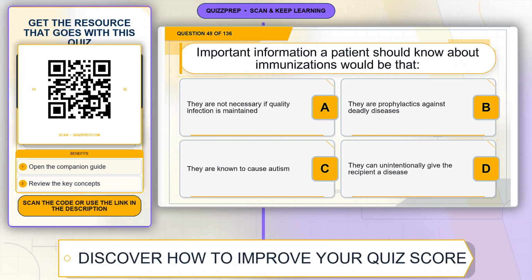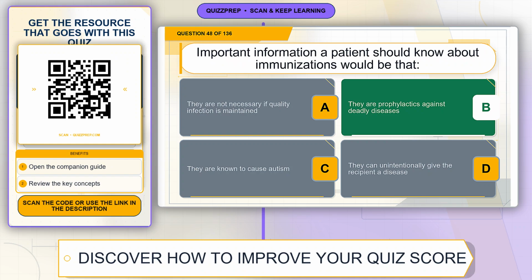Important information a patient should know about immunizations would be that: Option A, they are not necessary if quality infection is maintained. Option B, they are prophylactics against deadly diseases. Option C, they are known to cause autism. Option D, they can unintentionally give the recipient a disease. The correct answer is option B, they are prophylactics against deadly diseases.